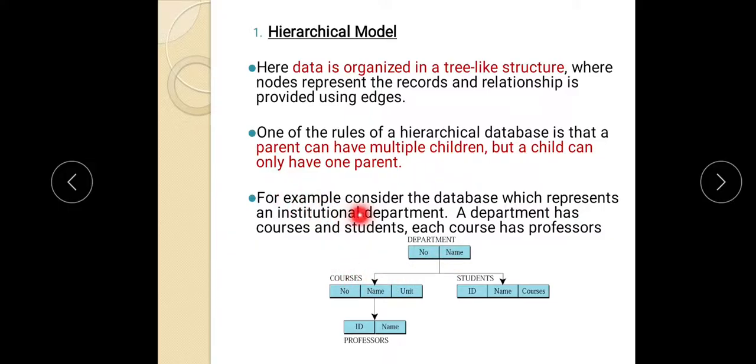For example, consider a database which represents an institutional department. A department has courses and students, and each course has professors. So the department has a relationship with the courses and students, and the student has a relationship with the professor. So this is a hierarchical model. This is the restriction given in the hierarchical model. It is a tree-like structure: a parent can have multiple children, but a child can have only one parent.